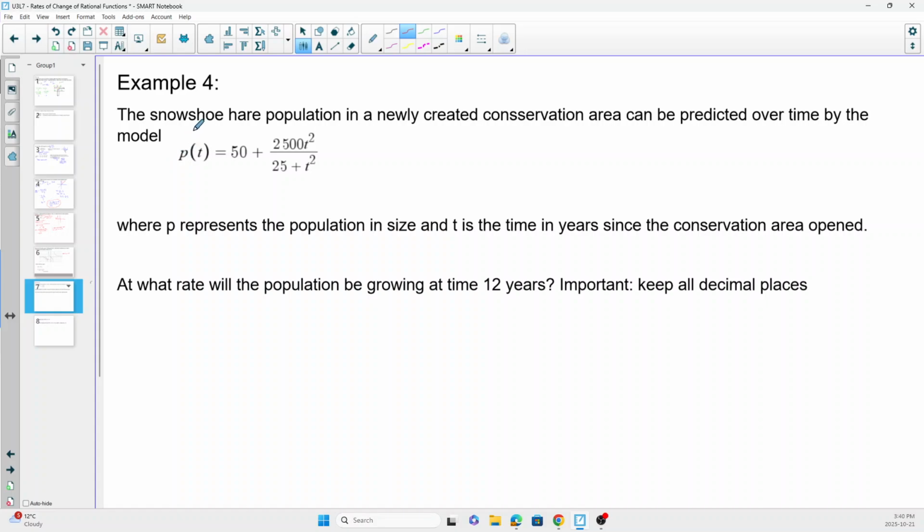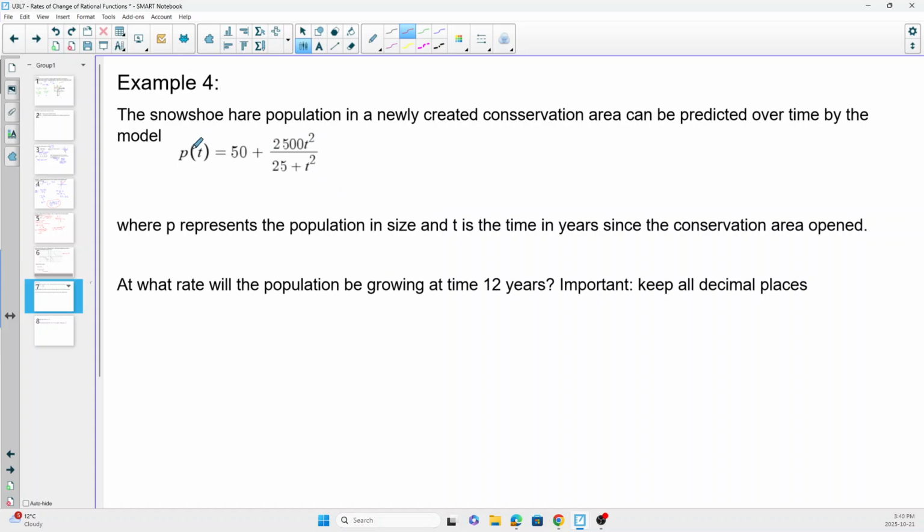The snowshoe hare population in a newly created conservation area can be predicted over time by the model P at t is equal to 50 plus, you guys can read, where P represents the population size and t represents the time in years since the conservation area opened, okay? At what rate will the population be growing at time 12 years?